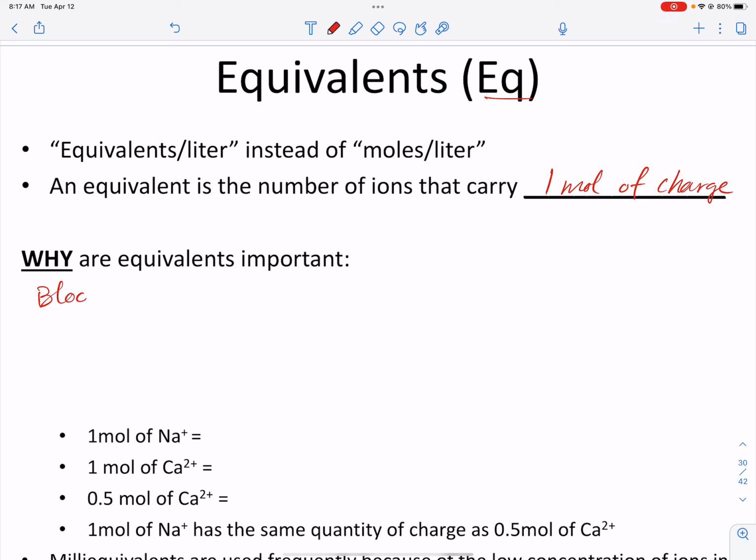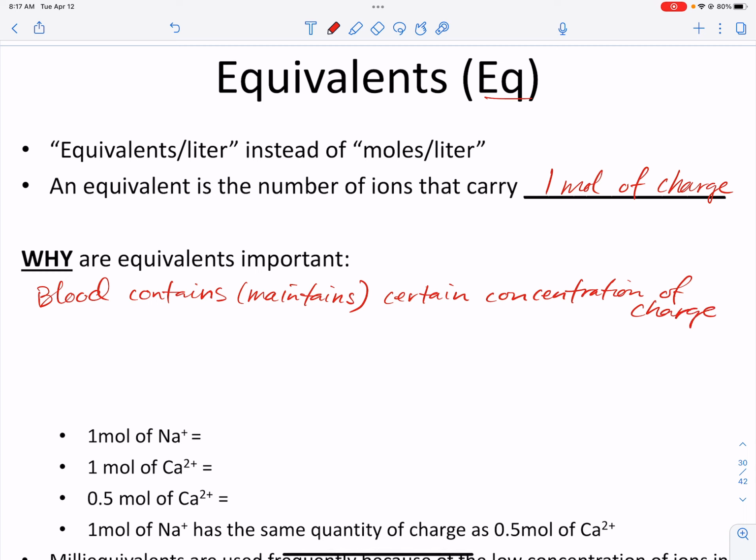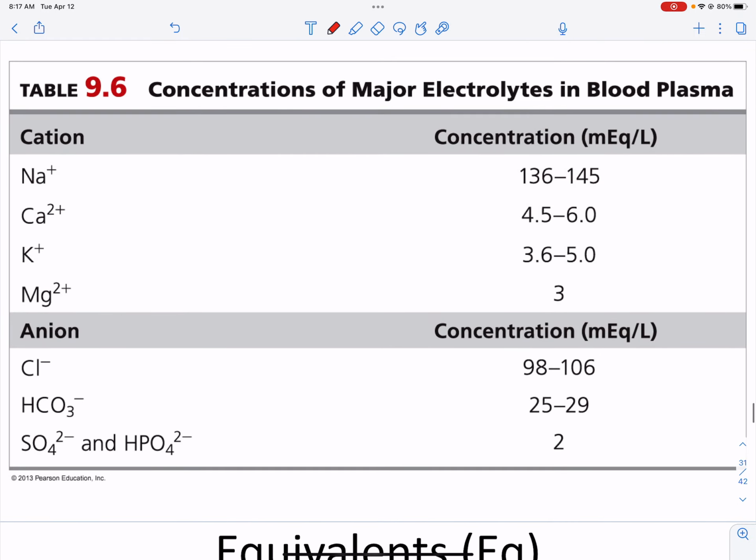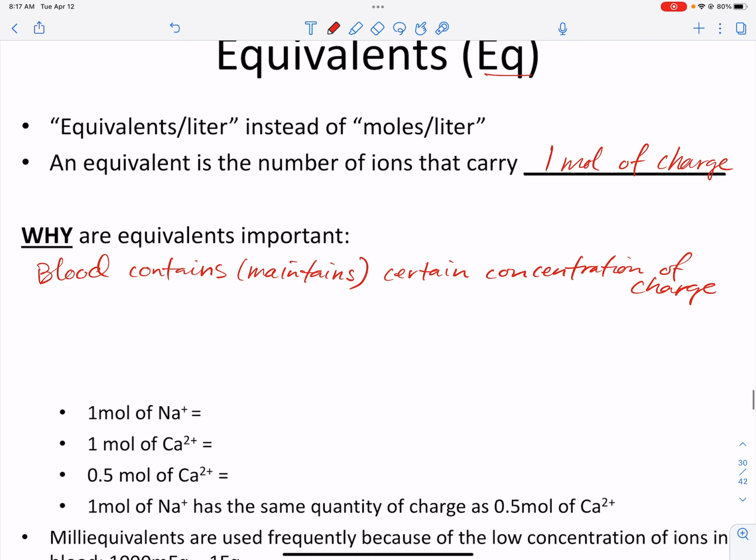Well, our blood contains, or I should say maintains, a certain concentration of charge. Our blood has lots of electrolytes in it, and it's important that the charge balance, like the amount of positive charge from the cations, and the amount of negative charge from the anions in our blood are maintained. And I actually have a table right here to show you what those concentrations are of positive and negative charge. I'll come back to that in a second. Anybody ever heard of hydration therapy?